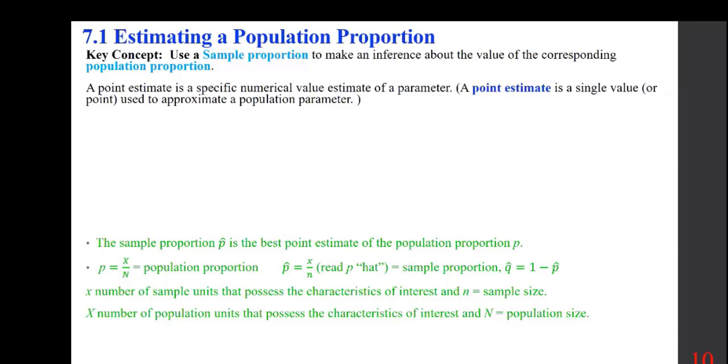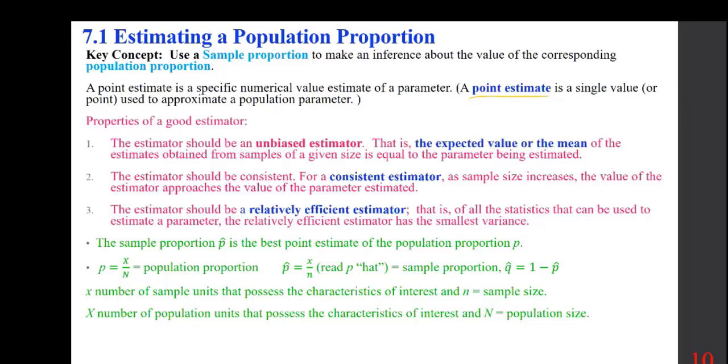You want to build up a confidence interval. Where do you begin? Somewhere. What is it called? Point estimate. What is the point estimate for P? P hat. What is the point estimate for mu? X bar. So that's important to understand.